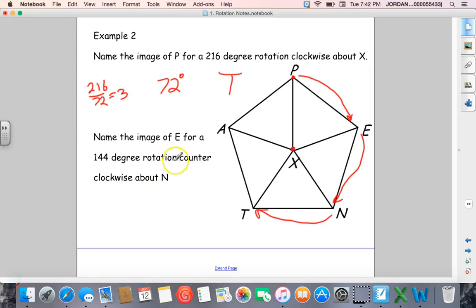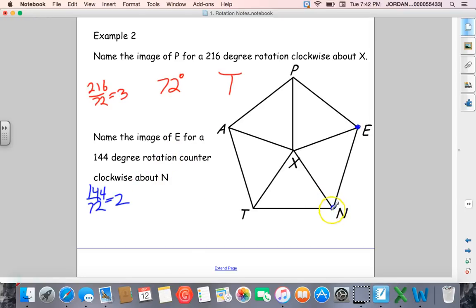Now this one's a little bit trickier. Name the image of E for a 144-degree rotation about N. Okay, so 144 degrees. Well, how many turns is that? 144 divided by 72 equals 2. So that's 2 turns that we're going to make from E, and we're rotating it clockwise about N.